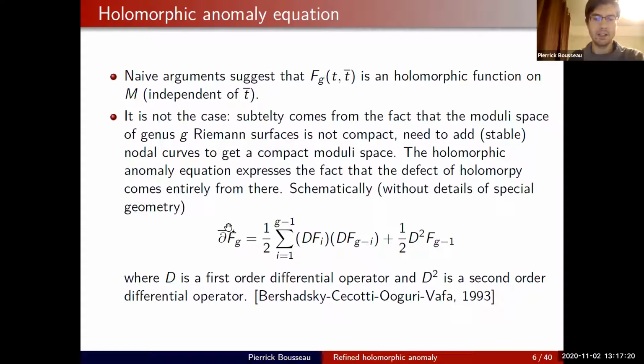So schematically, the del bar of F_g, which would be 0 if F_g were holomorphic, is expressed as a sum of terms, where the first term you should think about geometrically as all possible ways to split a genus g Riemann surface into a genus i Riemann surface and a genus g minus i Riemann surface connected by a node. And the last term is coming from a genus g Riemann surface with one self-intersecting node. So here, the only thing which really matters is that the non-holomorphy of F_g is entirely determined by F_g' for g' strictly less than g.